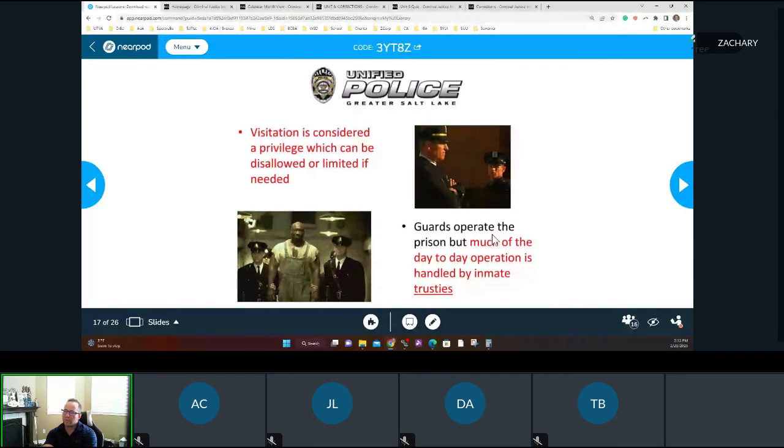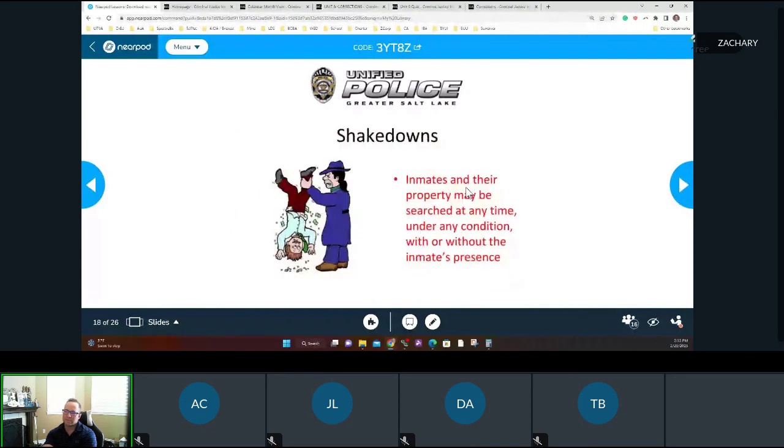So the guards are there, but as I said, most of the day-to-day stuff is actually handled by the inmates. And so they have to create things like that. There are also shakedowns, and this does happen in prisons. Inmates and their property may be searched at any time under any condition, with or without the inmate's presence.